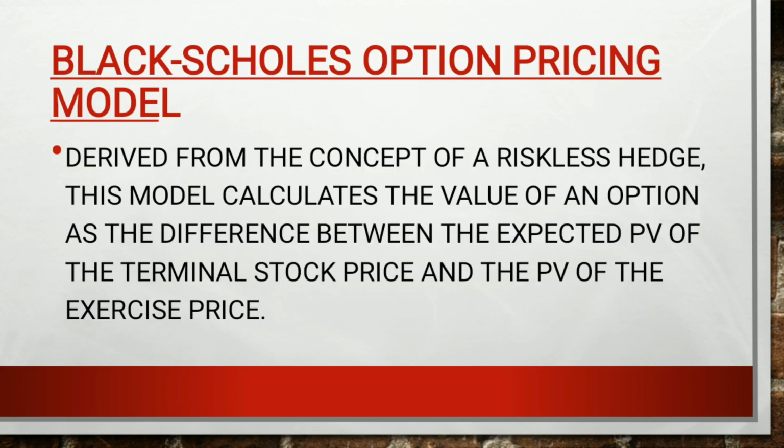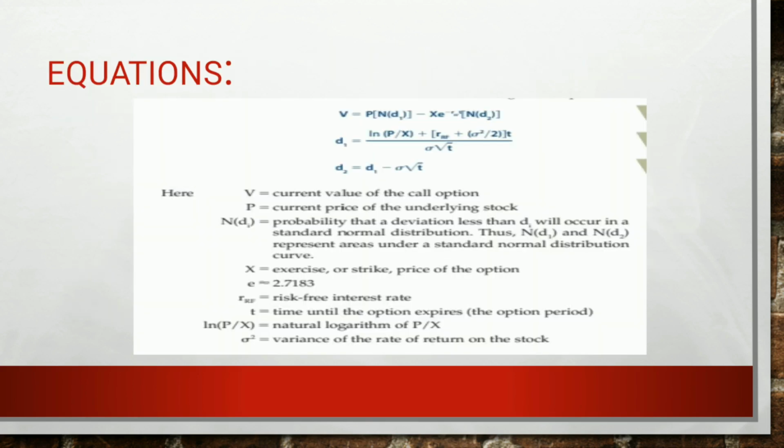And then, next, we have the Black-Scholes option pricing model. Derived from the concept of a riskless hedge, this model calculates the value of an option as the difference between the expected PV of the terminal stock price and the PV of the exercise price. The Black-Scholes option pricing model involves 3 equations.